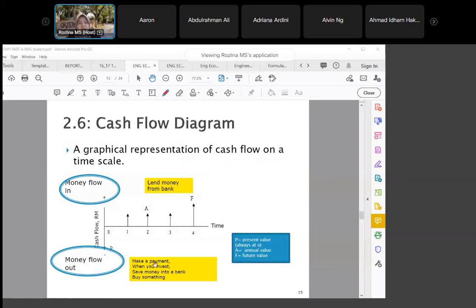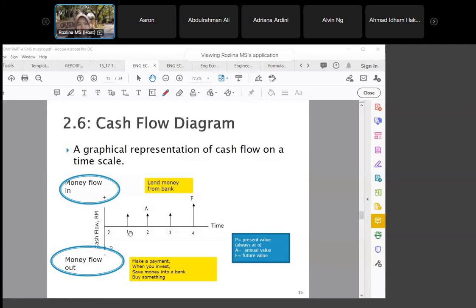But if you make a payment, and we talk about the cash flow, not a bank, so when you make a payment, or you invest the money, or you save money into a bank, or you buy something, you can see the money flows out. The money flows out, so the arrow will be downwards. That is the rule. It is easy to know what is the downward and what is the upward.